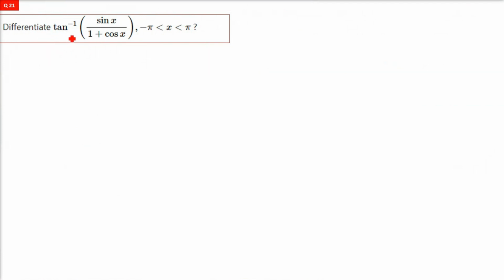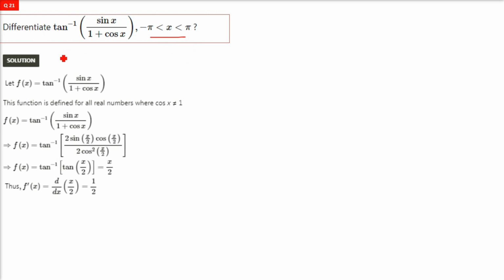Differentiate tan inverse of sin x by 1 plus cos x. The x limit is given as negative pi to pi. So that will be used if we do certain substitution. If you are not substituting, then this range you don't have to worry about. But in case you are substituting, then this range becomes very important, as I earlier reiterated.